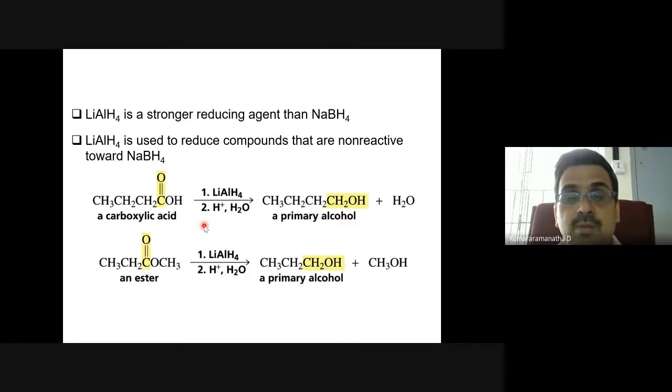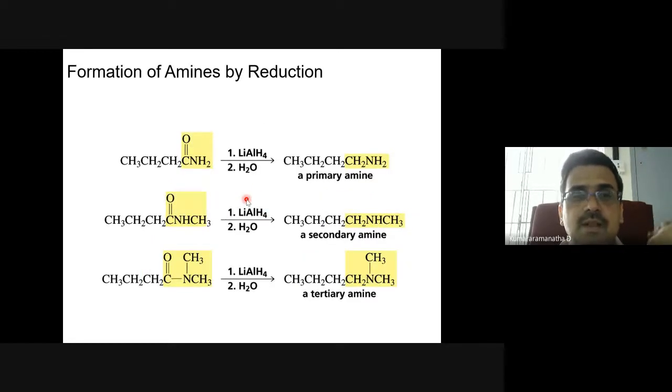Here you cannot use sodium borohydride, because if you use it, you will end up getting a ketone. And here, same like ketone or secondary alcohol as compared to this. So in order to get one attack, you can go for lithium aluminum hydride. And a very important aspect is how you can get amines from this. So you have an amide, CONH2. If you use lithium aluminum hydride, you get a primary amine, or if you have CONHCH3, secondary, and also tertiary amines. That's a wonderful thing with lithium aluminum hydride, with small amounts of water.